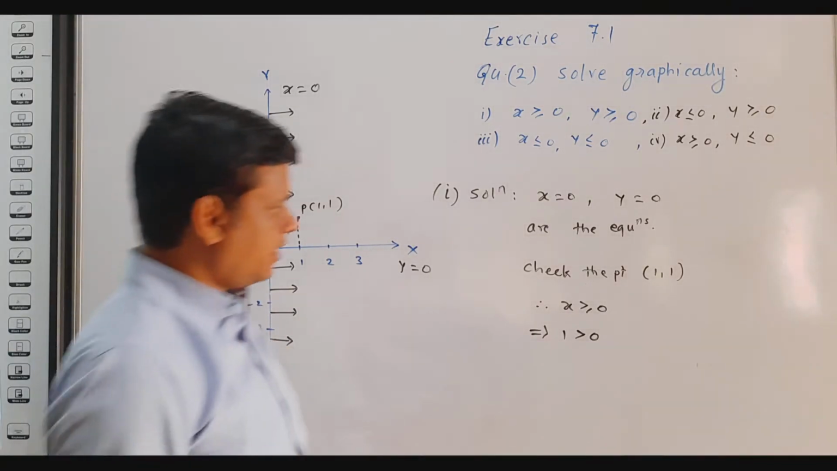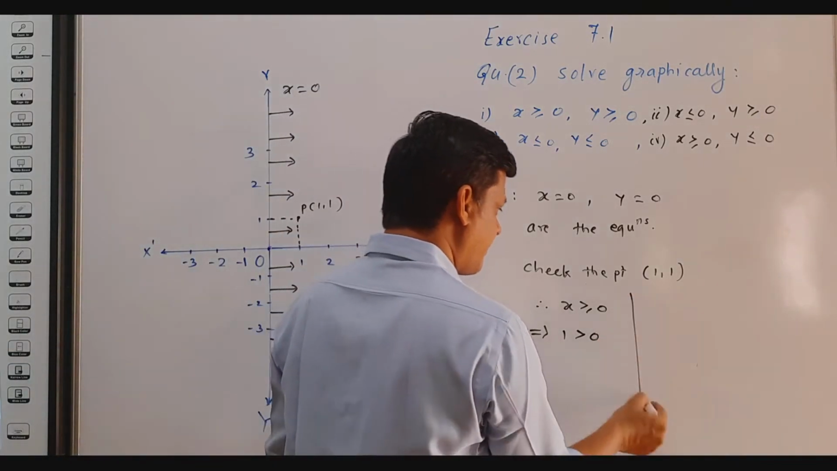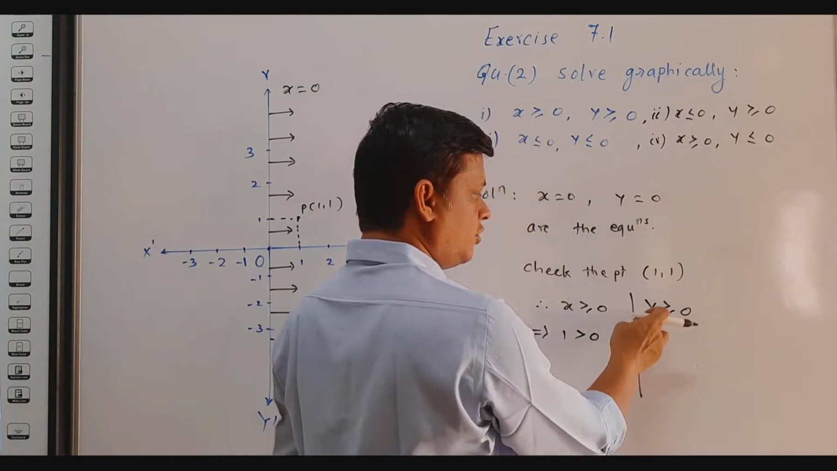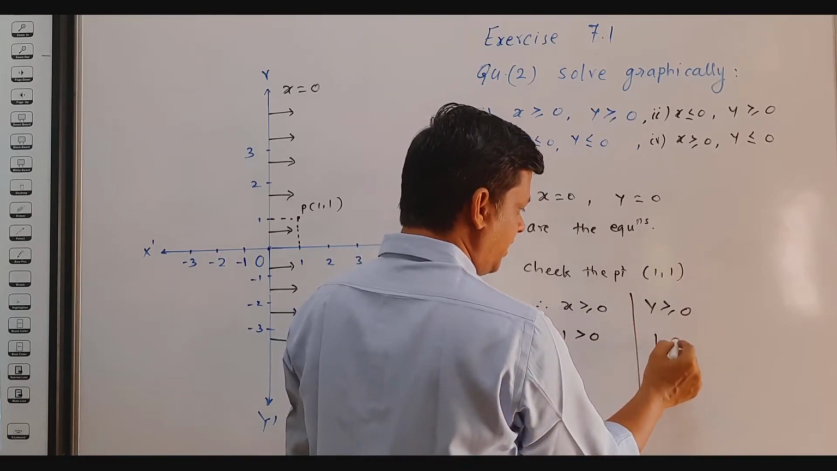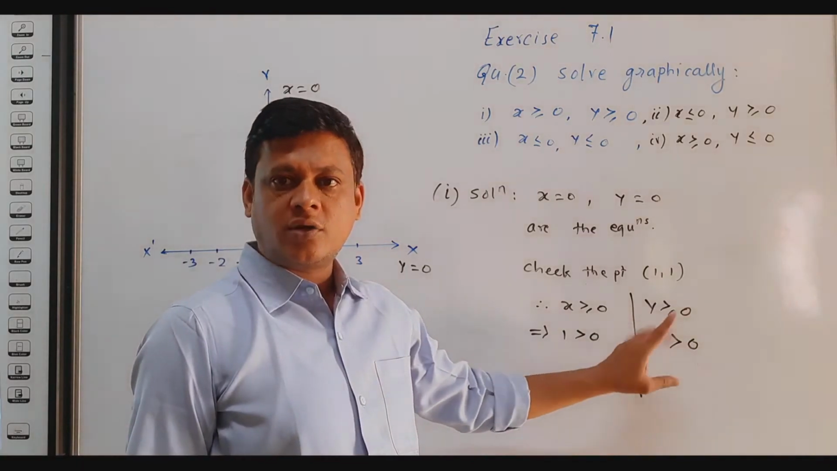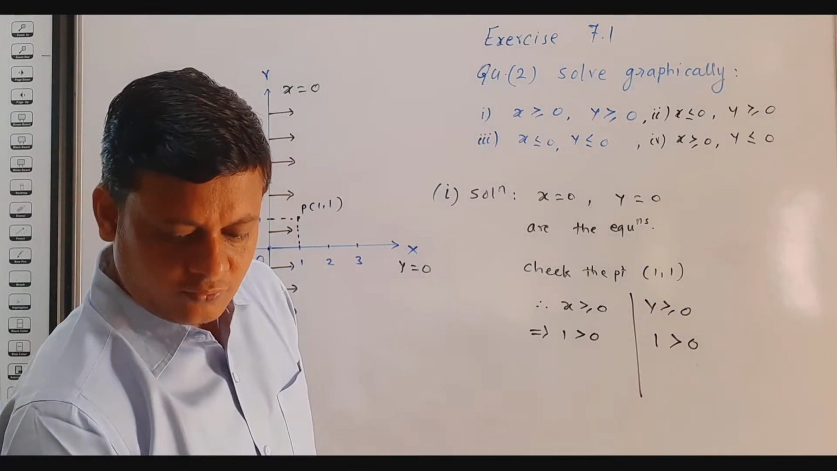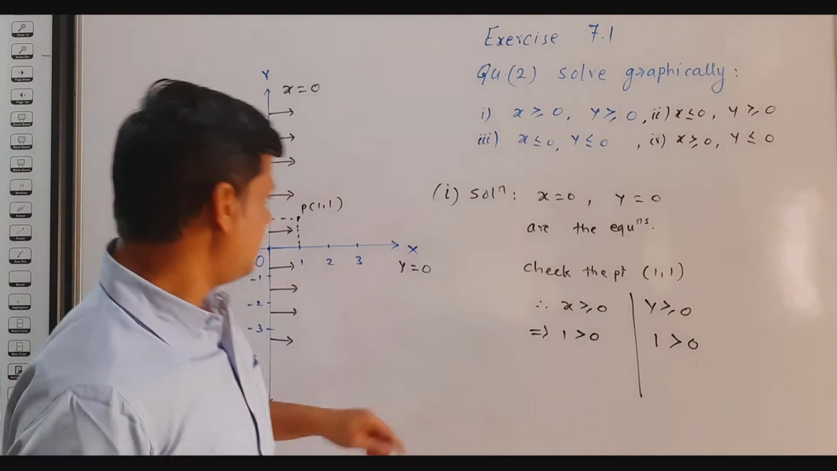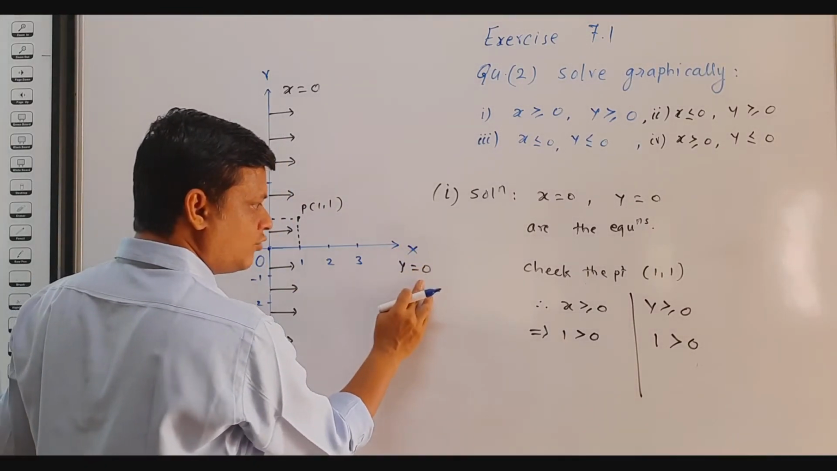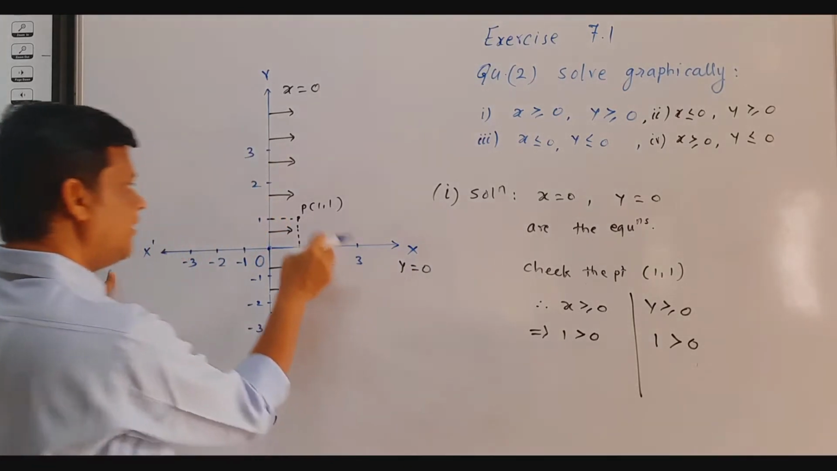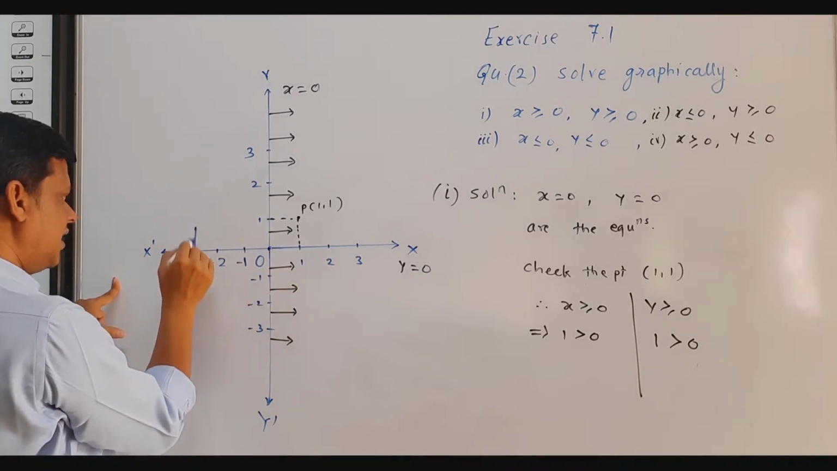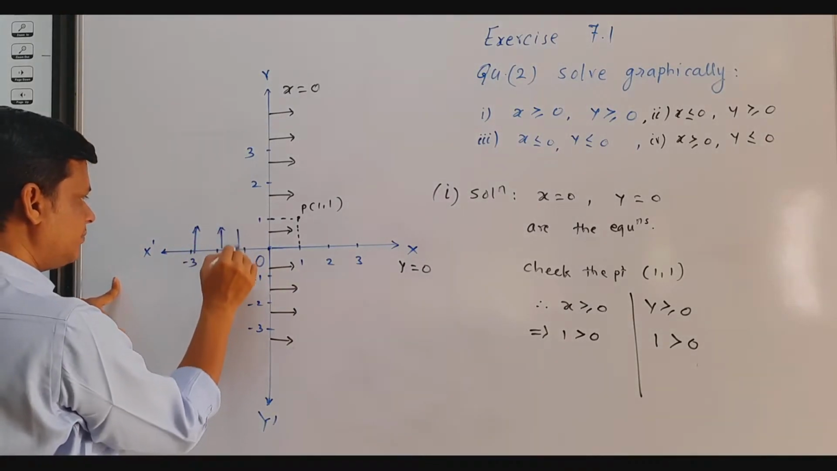Similarly, we have to check for y greater than or equal to 0. So we substitute the value of y as 1. So 1 is greater than 0. That means for this second inequality also the condition is satisfied. So we see here the equation of the x-axis is y equals 0. The condition is satisfied. The point is above the x-axis. So we mark here above the x-axis.